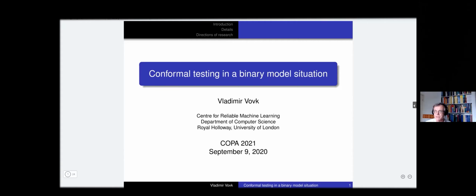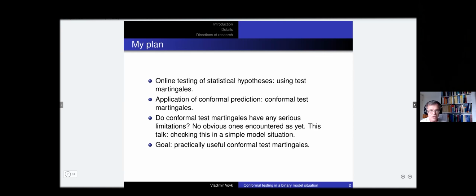I will try not to be too technical and to introduce in this talk what I think is an important research program, a program that looks interesting to me. Okay, so I will start from describing the idea of online testing of statistical hypotheses. So essentially, it's using test martingales for testing. And then you can apply conformal prediction to this problem, to solving this problem.